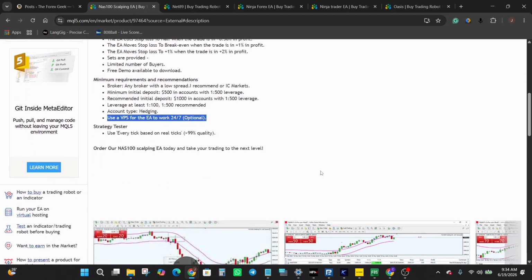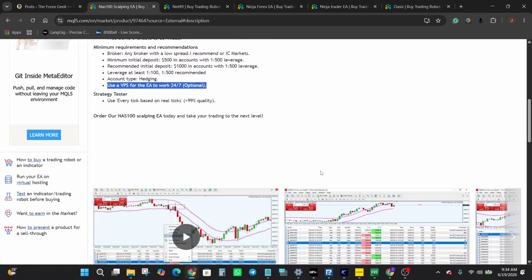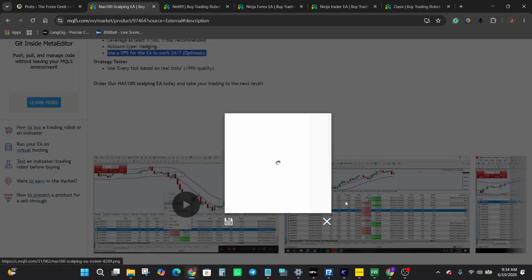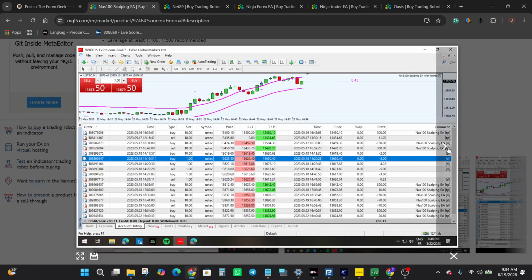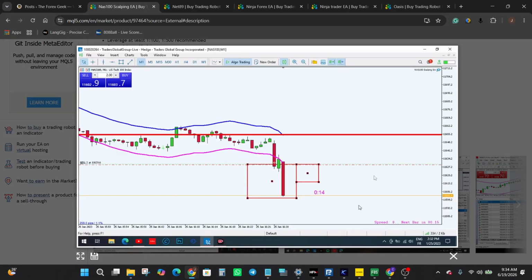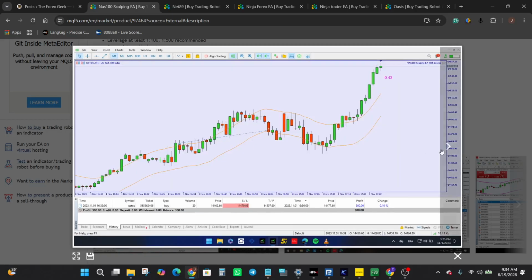Now, moving into the historical backtest section, the developer recommends using the every tick based on real ticks testing model, which is generally preferred when evaluating automated trading systems because it provides a more detailed historical simulation. Let us start by looking at the provided information here. Okay, these are basically just showing us trade history, right? And then here, this seems to be the EA in action.